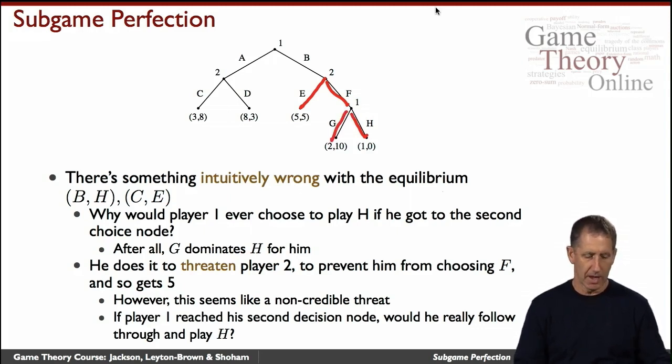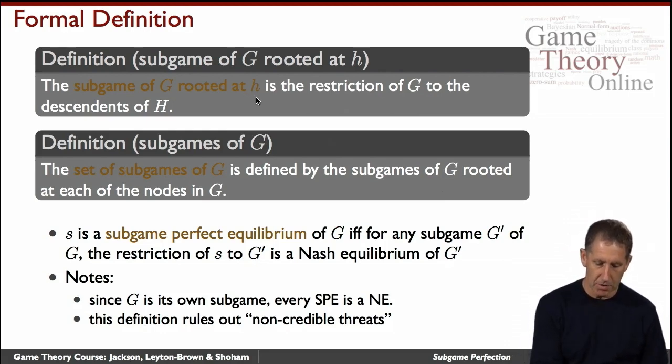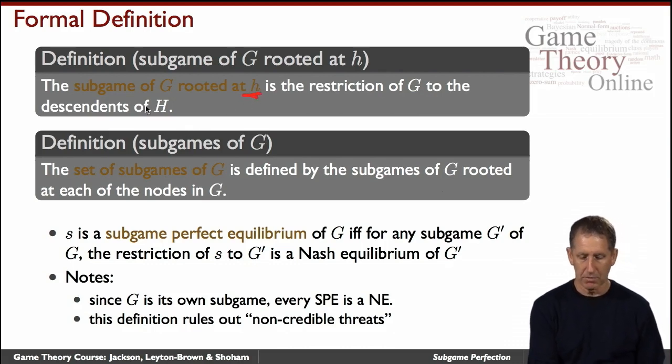And so how do we capture this in a formal definition? That brings us to the notion of subgame perfect equilibria, or subgame perfection. Let's first define a subgame. It's a very obvious notion. Looking at some node H in the game, the subgame of G rooted at H is a restriction of G to the descendants from that node. And what is the set of all subgames of G? Well, look at all the nodes in G, and the set of all subgames is simply all the subgames rooted at some node in G.